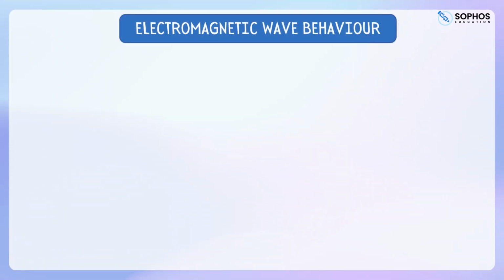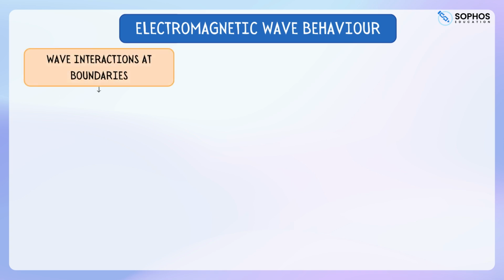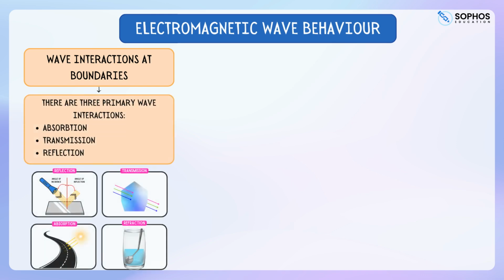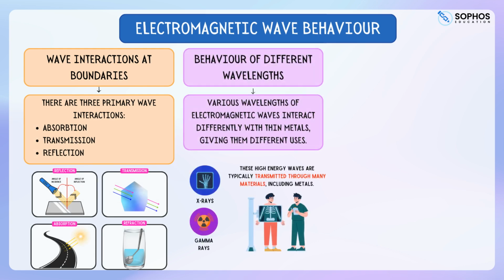In today's lesson, we delved into electromagnetic wave behavior, focusing on how waves interact at boundaries, the behavior of different wavelengths when encountering materials, and the phenomenon of refraction. We recapped three primary wave interactions: absorption, transmission, and reflection. We then looked at how various wavelengths of electromagnetic waves interact differently with thin metals.